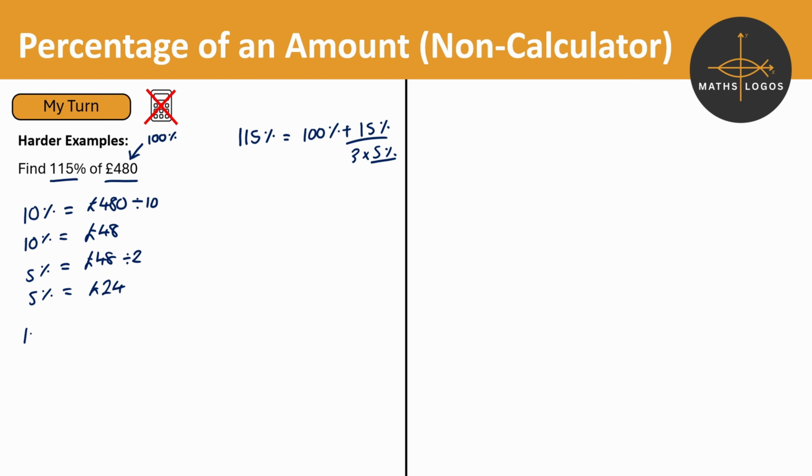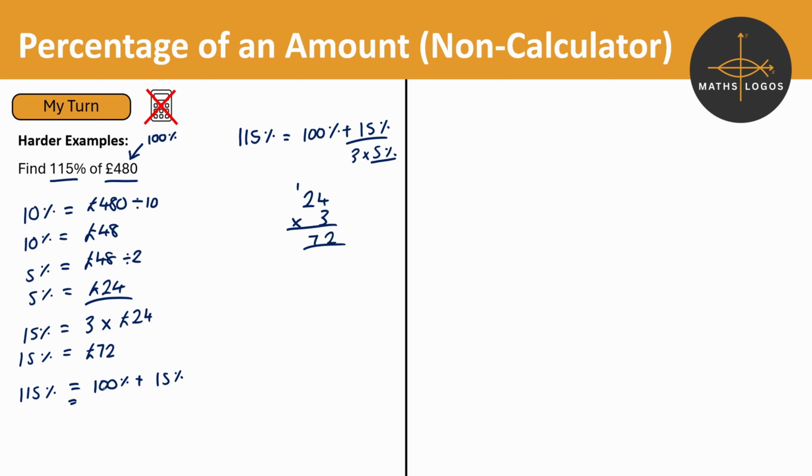Then I can go ahead and get my 15%. So 15% is 3 lots of 5%, which we said was 24 pounds. So my rough working out, I'll do 24 multiplied by 3. 3 multiplied by 4 is 12, carry over that 1. 3 multiplied by 2 is 6, add on 1 gives me 7. So 15% is 72 pounds. 115% then is going to be equal to 100% add on my 15%. 100%, I don't have to do anything to work that out. It's what they give me in the question. It's the 480 pounds. My 15% is the 72 pounds over here. And then I'll just add those together.